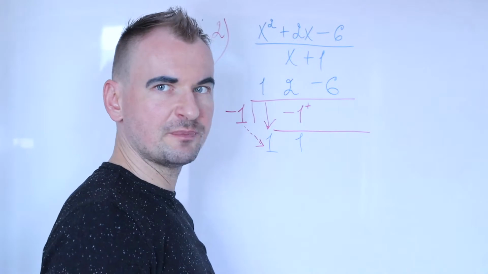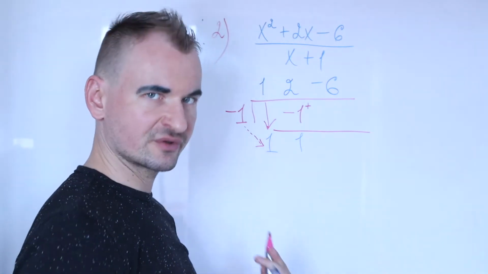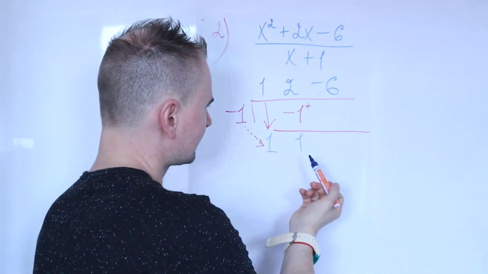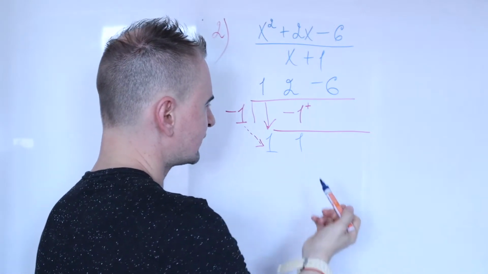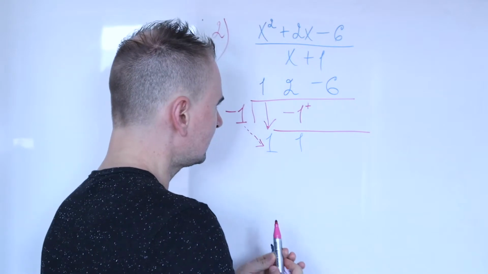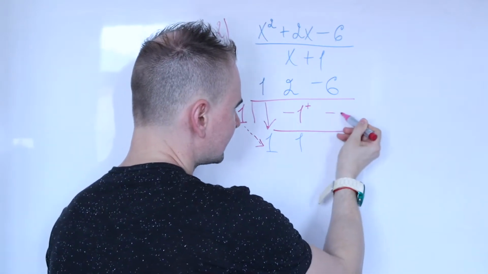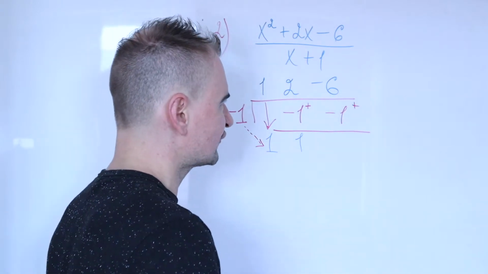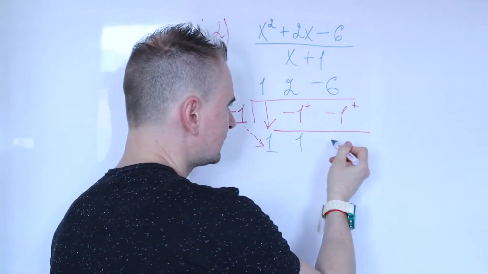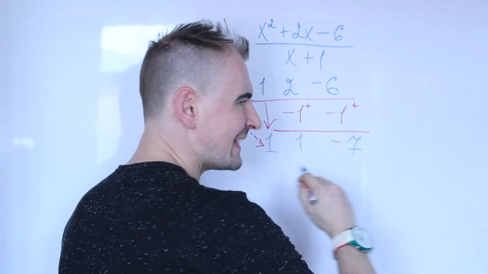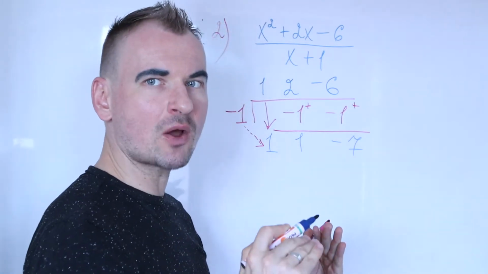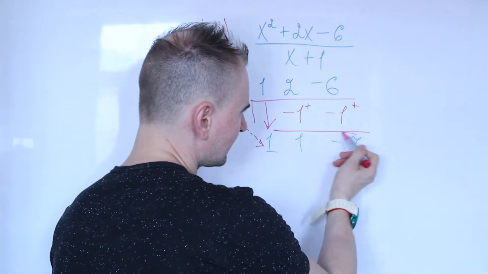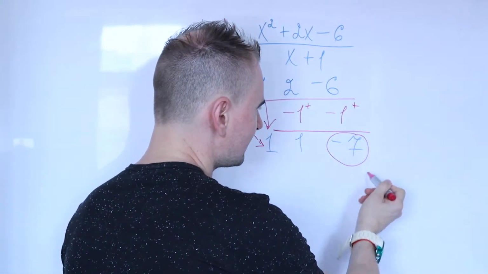And we're going to repeat the process. So negative 1 times 1 gives you negative 1 again. So you're going to place it here and add them vertically. Minus 6 minus 1 gives you negative 7. We're done. We completed the process. Now, the last number, this is your remainder.